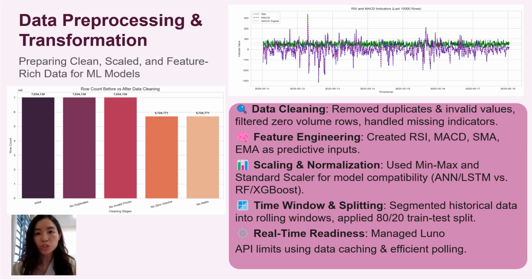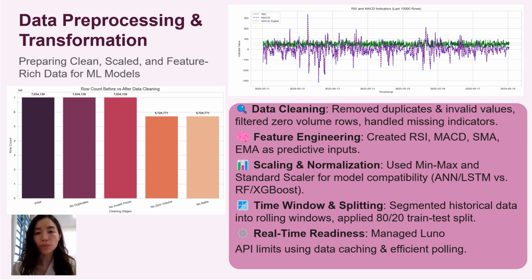To prepare features for model training, we use min-max scaling for neural networks and standard scaling for tree-based models like XGBoost, thus ensuring fair learning across features. We then divided the data into time-based segments and used 80% for training and 20% for testing, while keeping the original time order to make sure our predictions stay realistic.